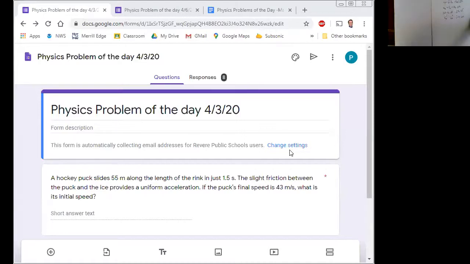What's one thing that's given to us here in this problem? We got the distance. Yeah, you got the distance, right? So it's 55 meters. That's how far the puck is sliding. Good, that's our delta x. Thanks, Jose.